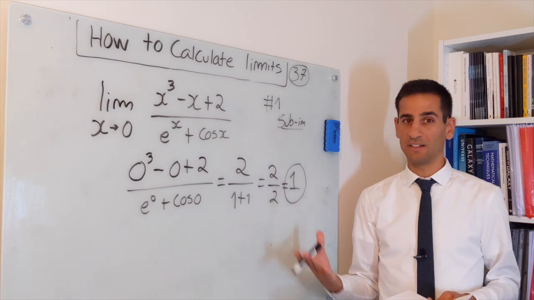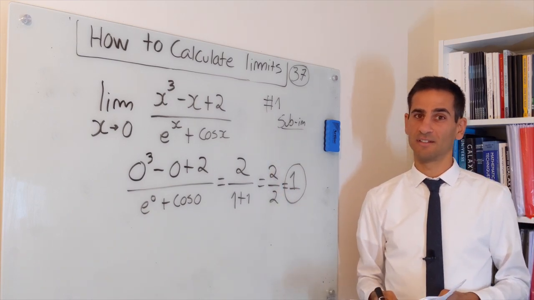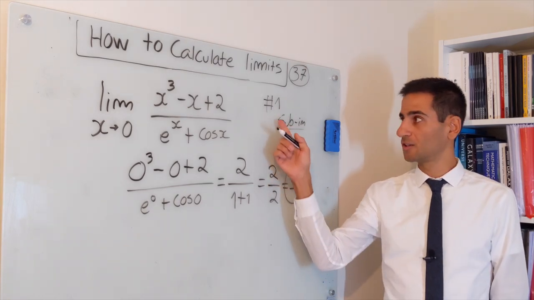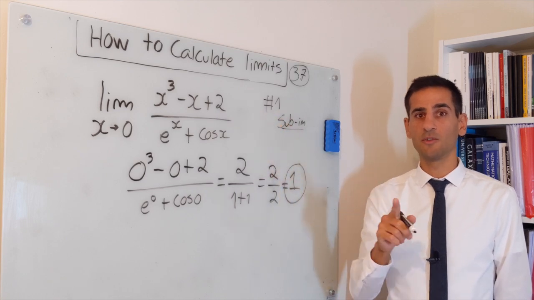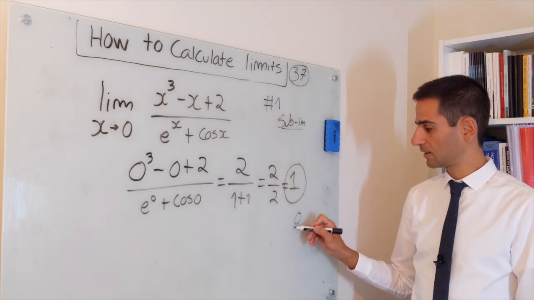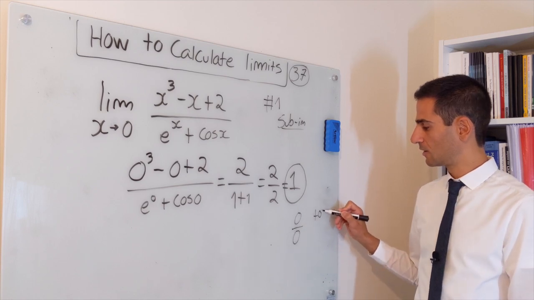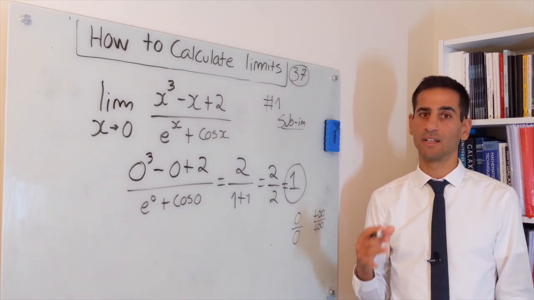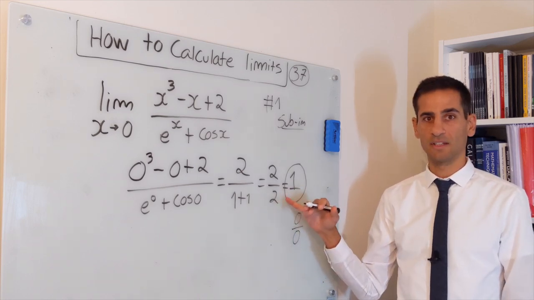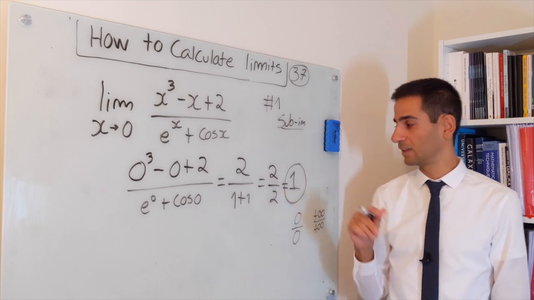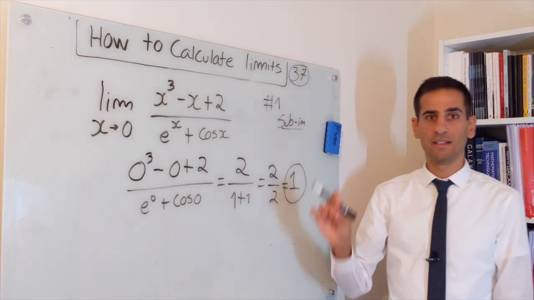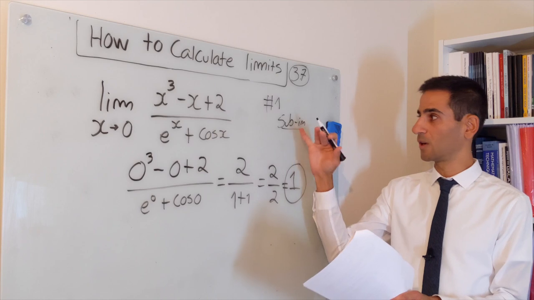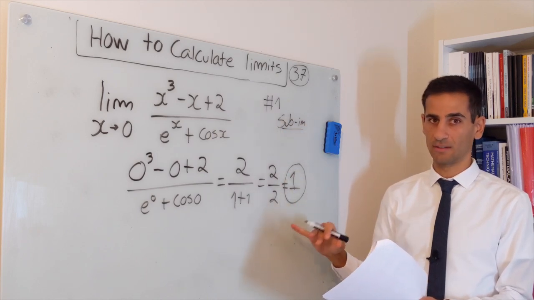Of course, many limits will not be as easy as this, and you will have to go down the list. But it is important to point out that you should always try number 1 first, and only move down the list if you get something like 0 over 0, or plus infinity over infinity, or something that you can't really calculate. Otherwise, subbing in and getting the answer will work. And ultimately, you should also remember that the other methods are meant to get you to a stage where you can then sub in and get the value.